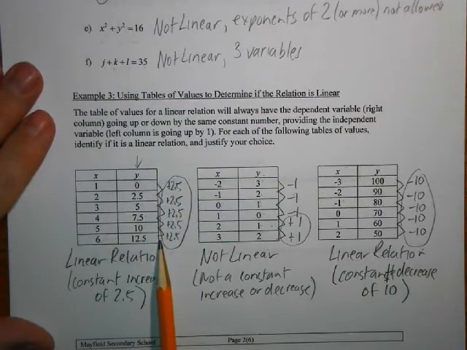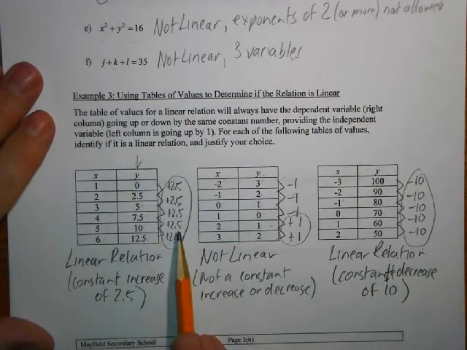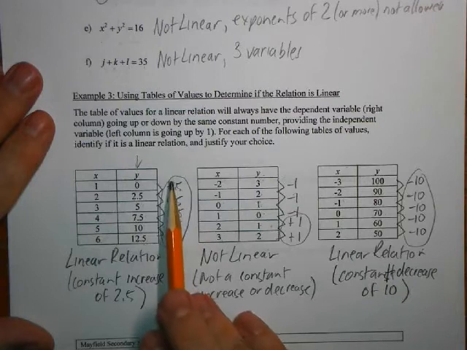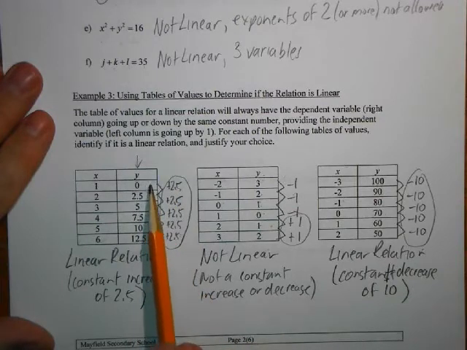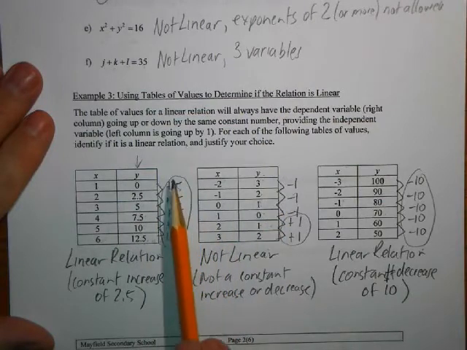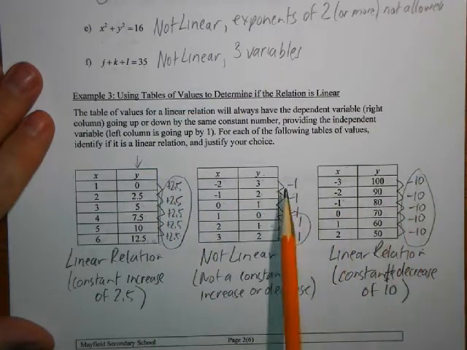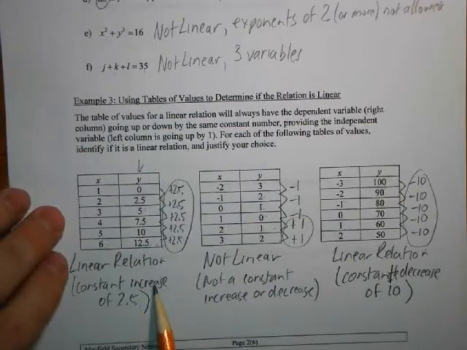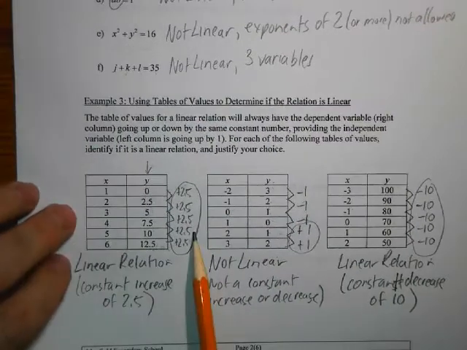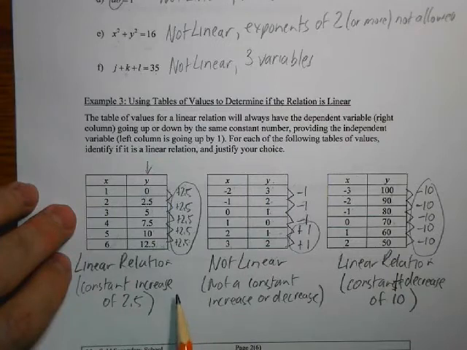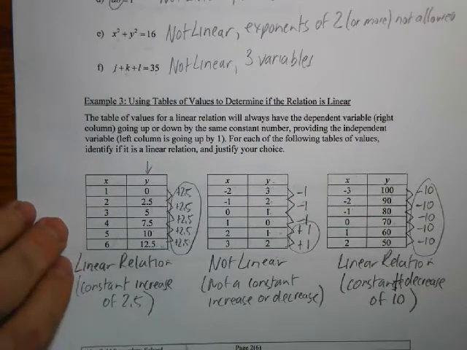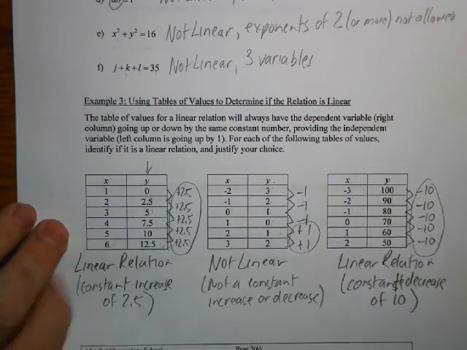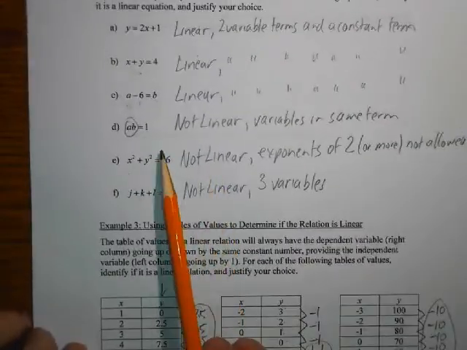What we did here, I didn't really call it a process, but we call this finding the first differences. The first differences are basically the change in the y values as we go down the table. So these are first differences. All these are first differences. So basically the rule is if the first differences are constant, then the relation is linear.